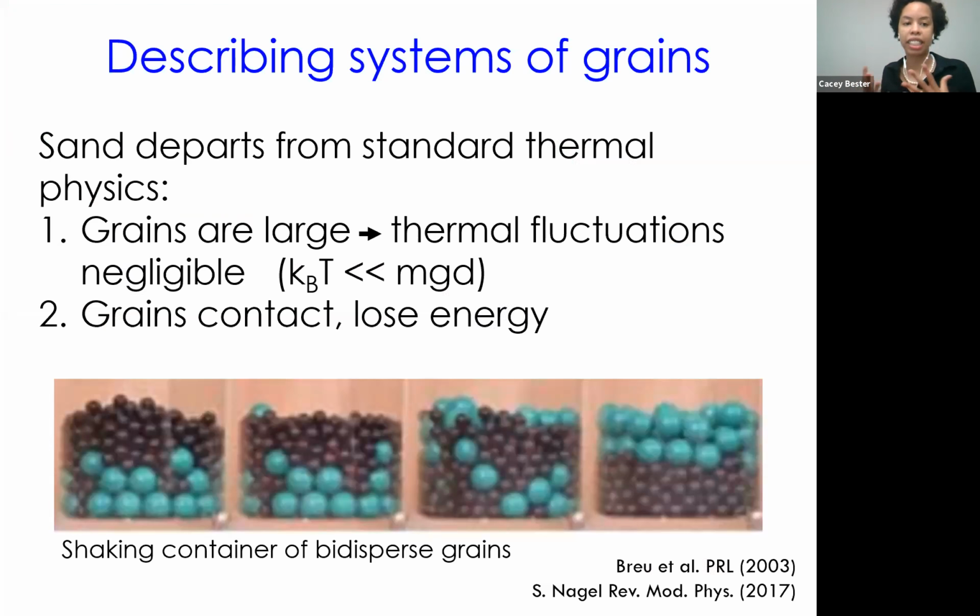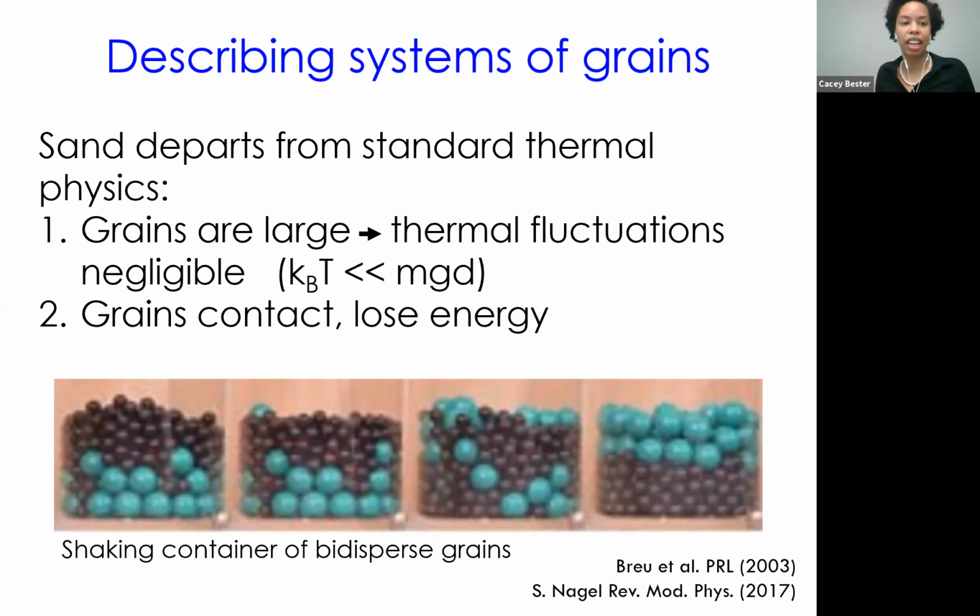What brings about the complexity of the effort to describe granular media are some of the unique collective properties that a granular system can exhibit. For those of you who have taken statistical mechanics classes, you've probably learned that we can describe many particle systems and find the average properties of those systems using the toolkit that we learn in statistical mechanics. However, because of the properties of granular media, we can no longer make use of the classical framework of statistical mechanics to describe granular systems.